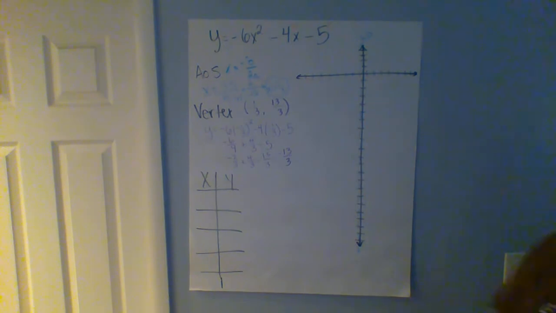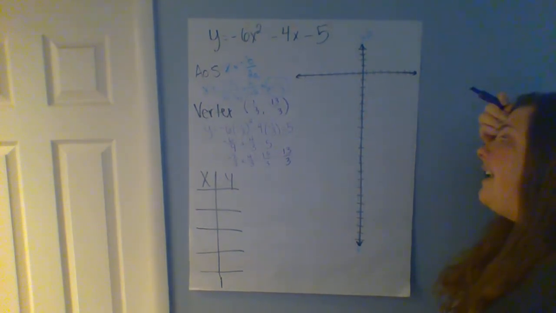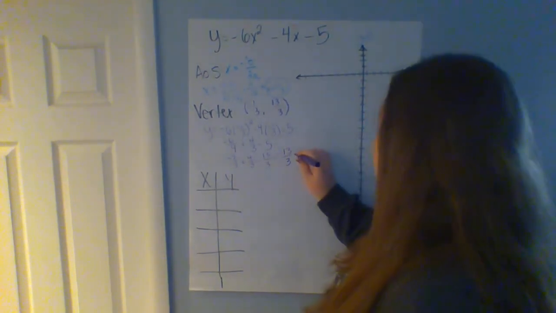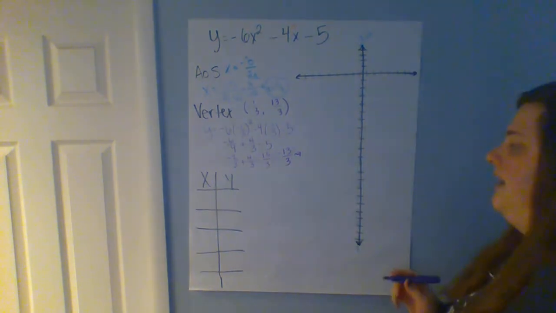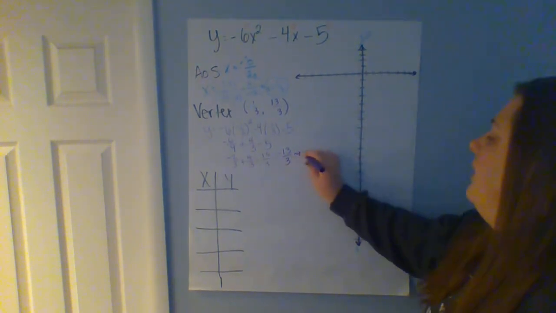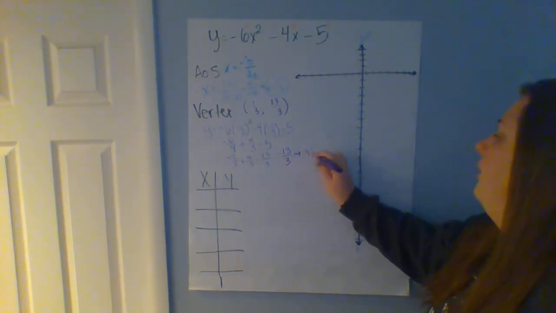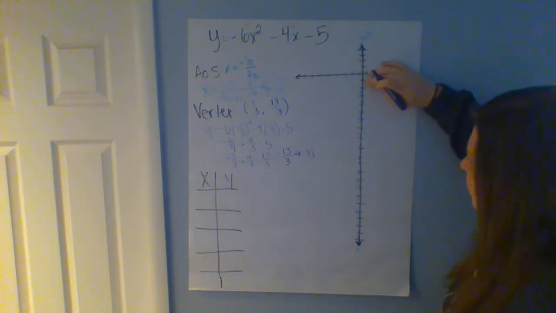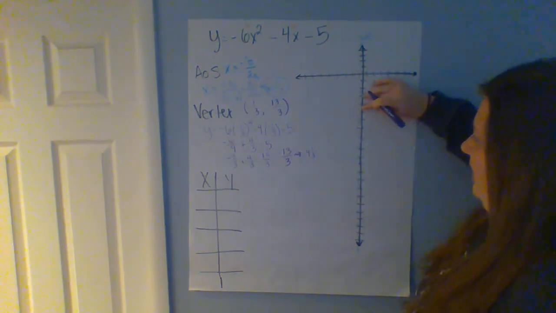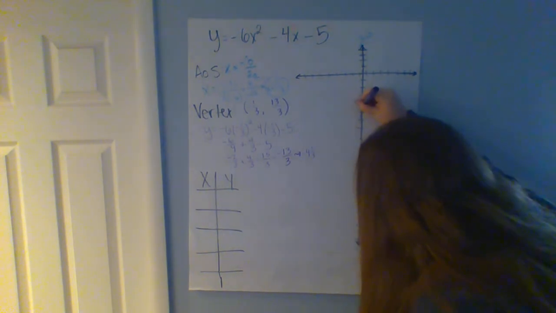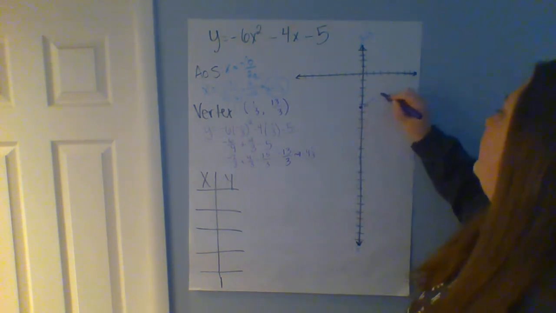Negative 13 over 3, you're probably thinking, where is that going to be on the graph? So that simplifies down to negative 4 and 1/3. So we go down 4 spaces, 1, 2, 3, 4, and then a little bit lower. So that's where our vertex is going to be.